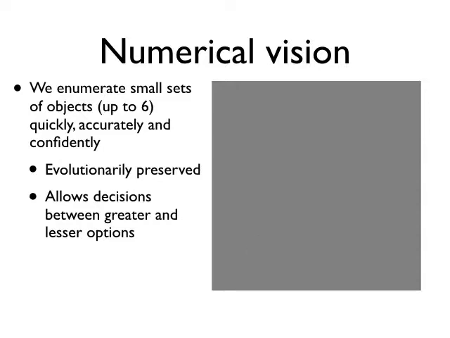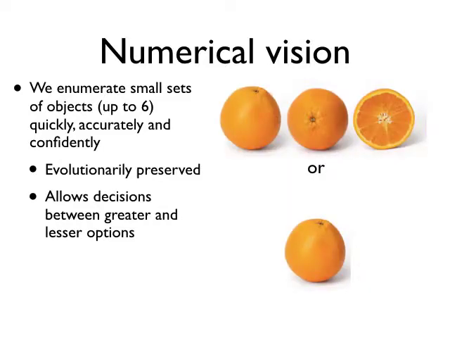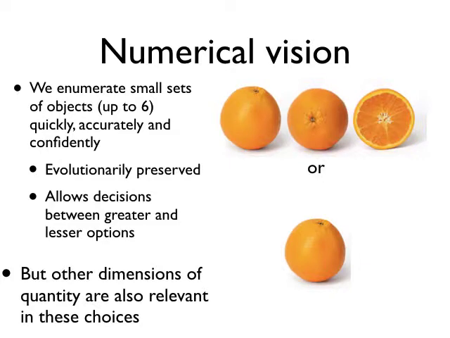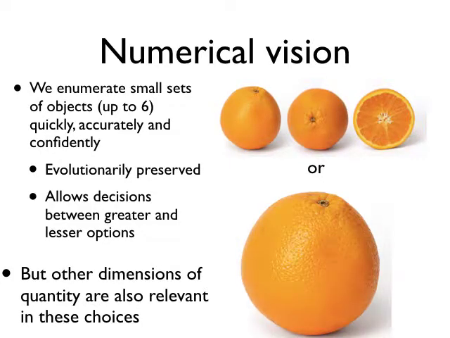And this allows us to make decisions between greater and lesser options. So if you are a foraging animal or a person shopping in the supermarket and you have these two choices, knowing the number of objects is obviously a useful thing for us. And we can make a decision based on this. This is also interesting because for quantities like this, this is also affected by other quantities. So if you're doing kumquats versus grapefruits, you might make a different decision.